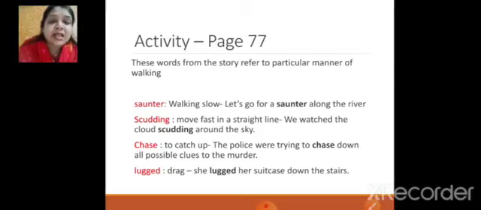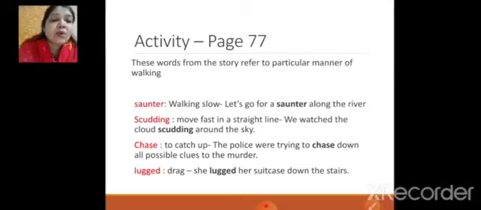Next, scudding. It means move fast in a straight line. Now we can frame a sentence which says, we watched the cloud scudding around the sky. Now next one, chase. It means to catch up. Now framing the sentence, you can use something like, the police were trying to chase down all possible clues to the murder. Okay. Next one, lugged. That means drag. She lugged her suitcase down the stairs.